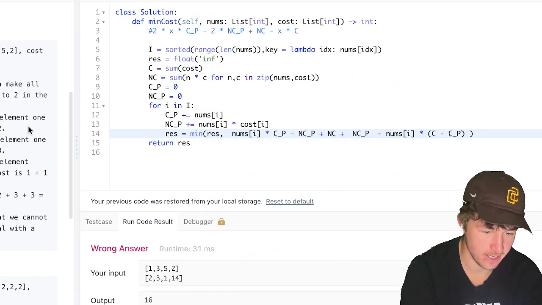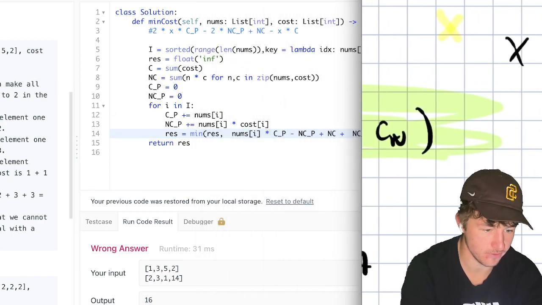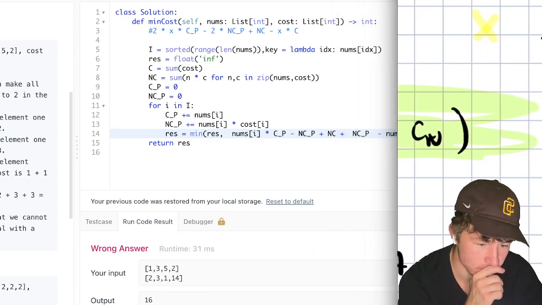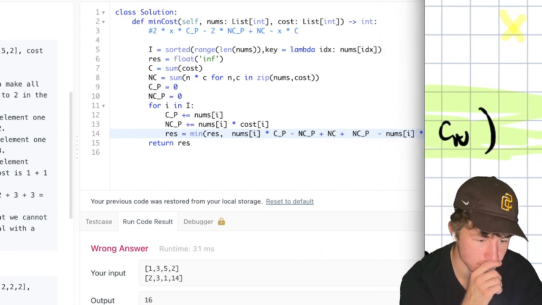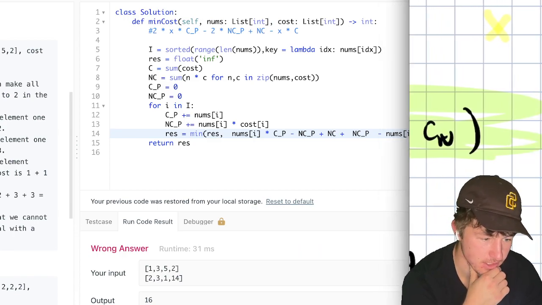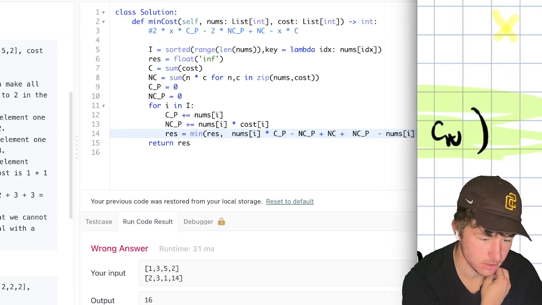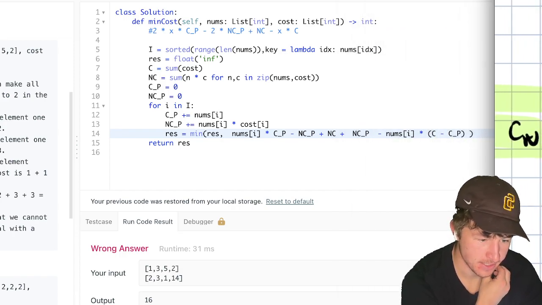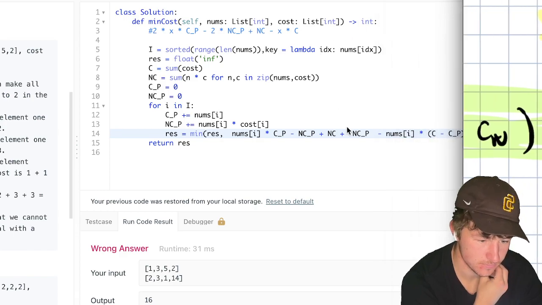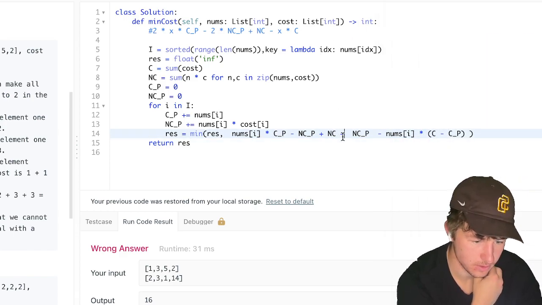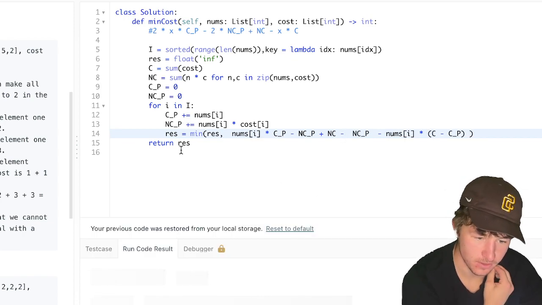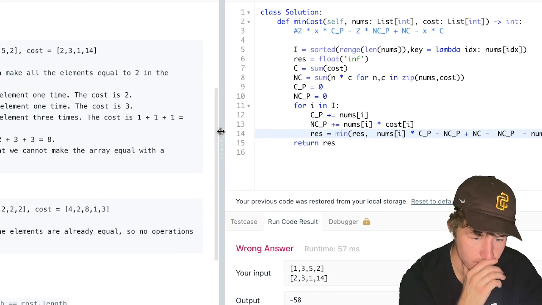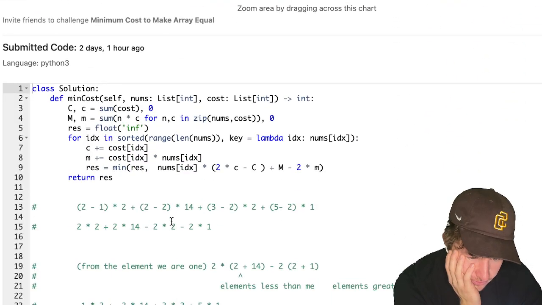And of course, drawing it out only made me more confused, but let's see if this will give me what I need. So I've got x times C prime minus NC prime plus NC minus NC prime. Why is this wrong? I don't get it. I did this before. Oh, man. Just having a bad day, I guess.